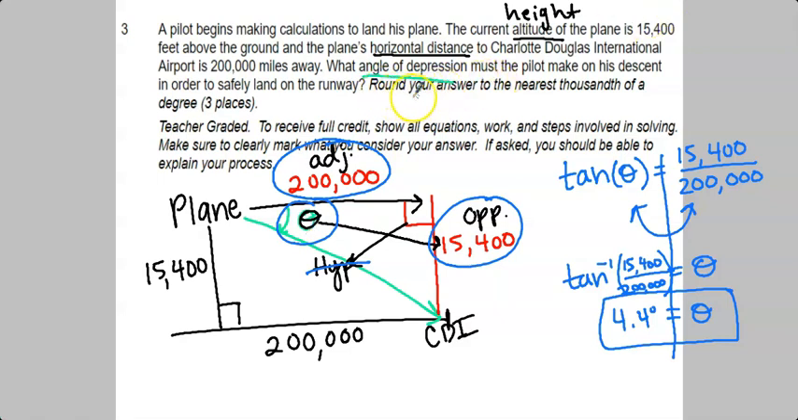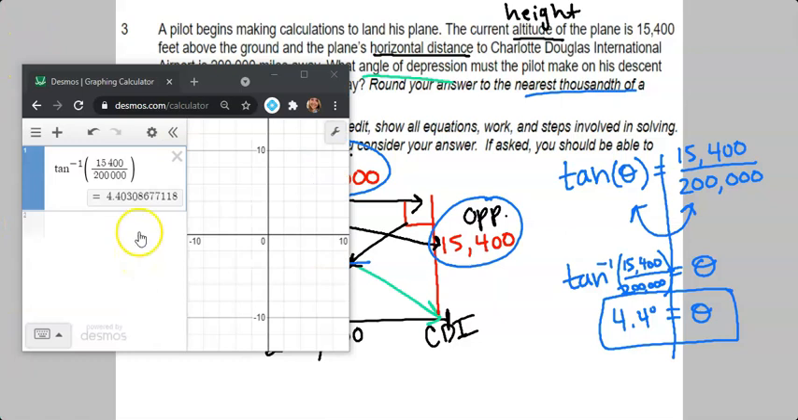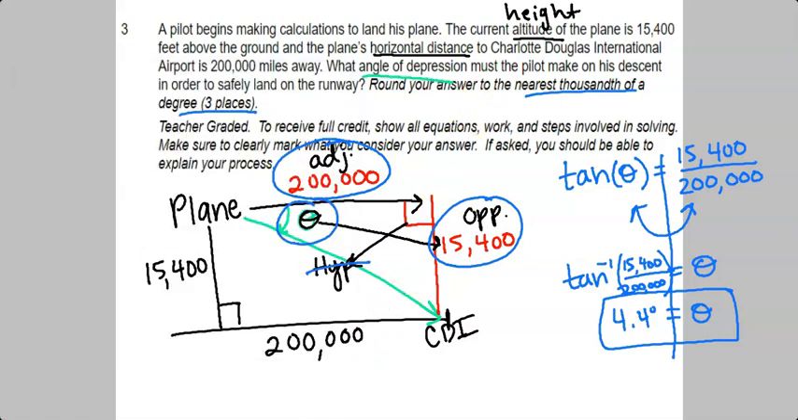Uh-oh, I did overlook something. It says round to the nearest thousandths. So let's come back over here to Desmos and make sure we got everything. If we're going to round this, we did not catch that. So 4.403 would actually be the correct answer. So let's fix that really quick, because we're going to follow directions. 4.403 degrees. There we go.